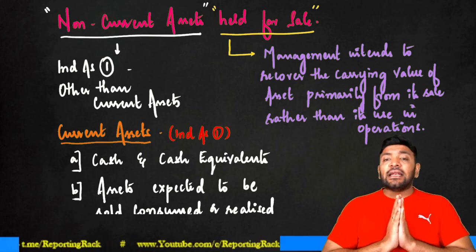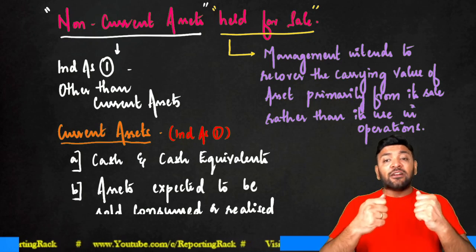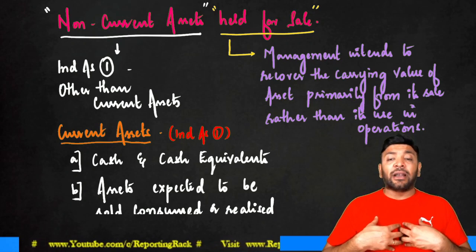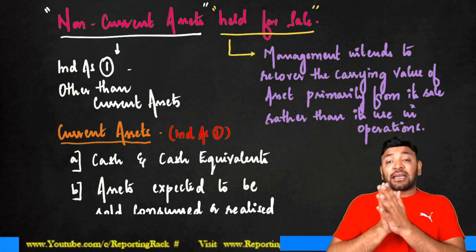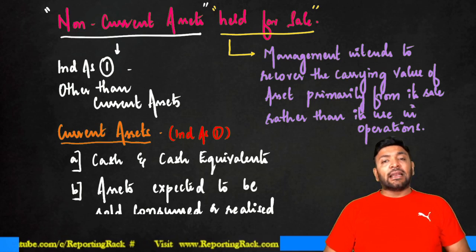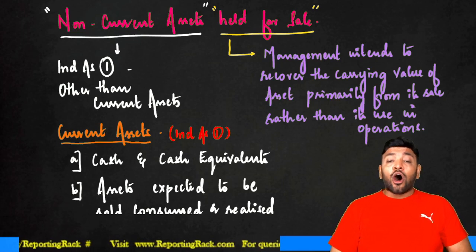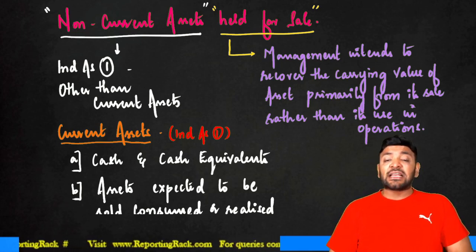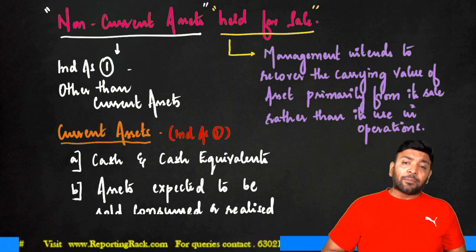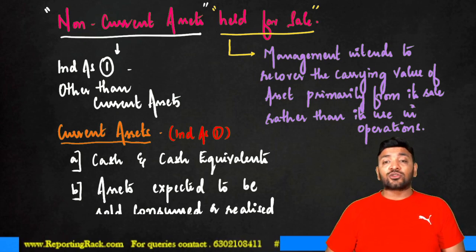That means I don't intend to use this asset and derive benefit. I want to derive benefit from the sale of the asset. I believe that by selling the asset, I would derive a better benefit from this particular asset rather than from using it. Why do you believe so? Why do you think that an enterprise will come to such a conclusion, that they would want to recover the carrying value of the asset primarily from its sale rather than from its use? Why do you think management has decided so?